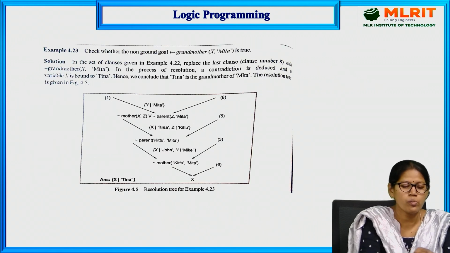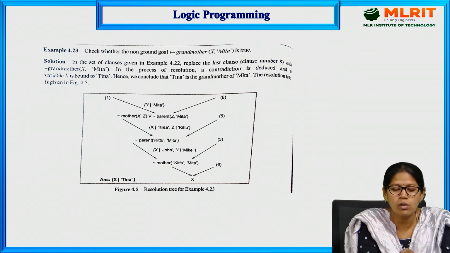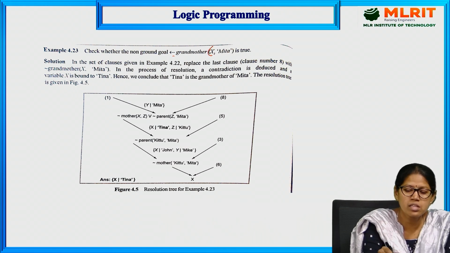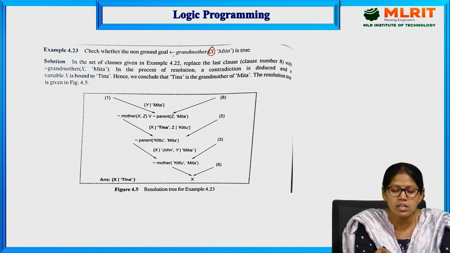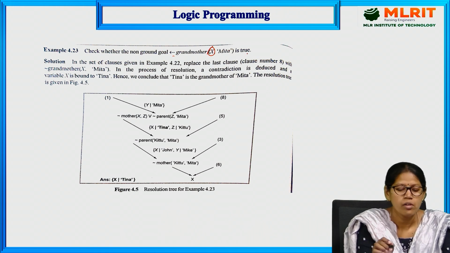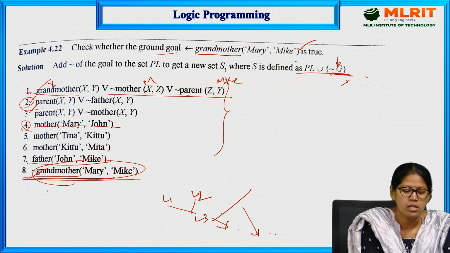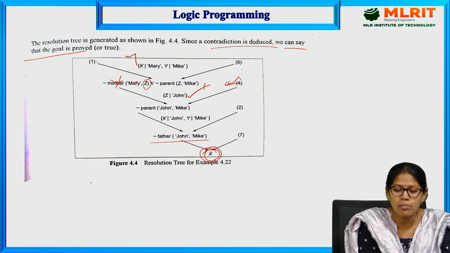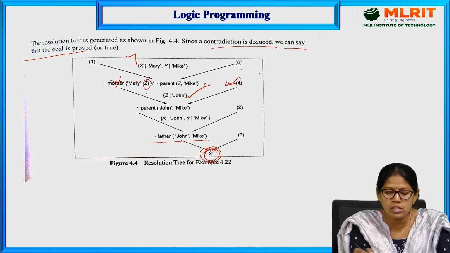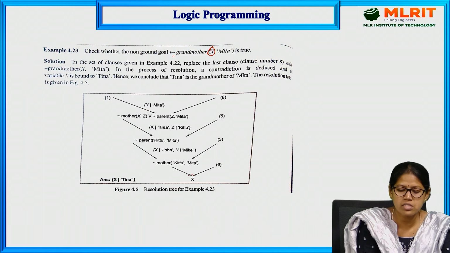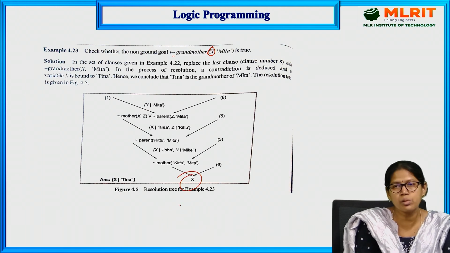Let's see a similar one. Check whether the non-ground goal, X is a grandmother of Mike, is true. So X can be anything such that X is a grandmother of Mike. From the previous rules, change this goal to negation of grandmother X, Mike. Add only that one, start the same resolution tree, and we'll get the same thing. So that will be true.